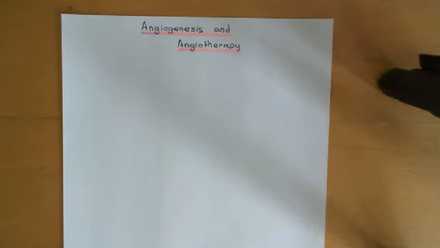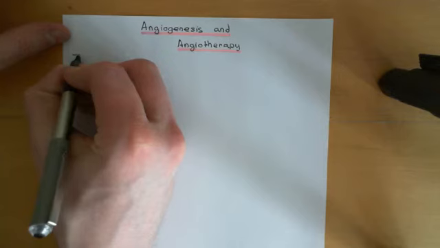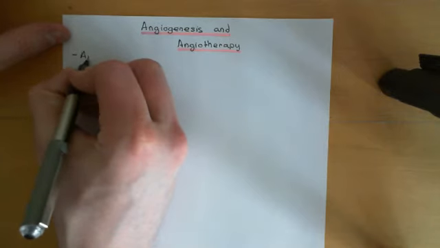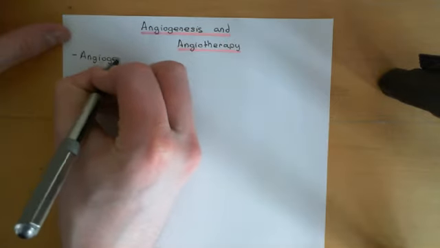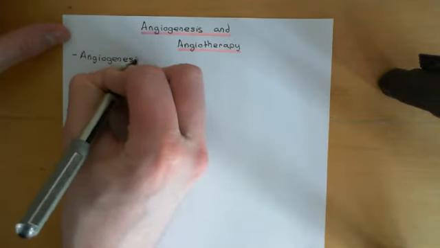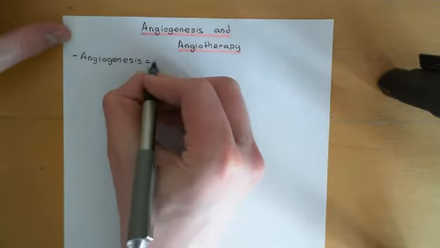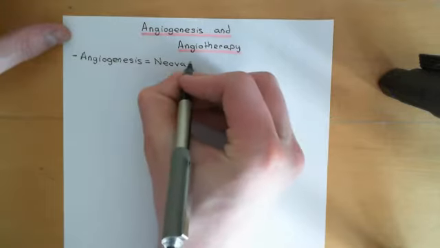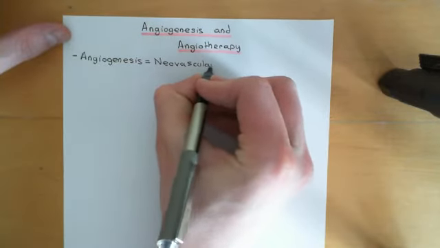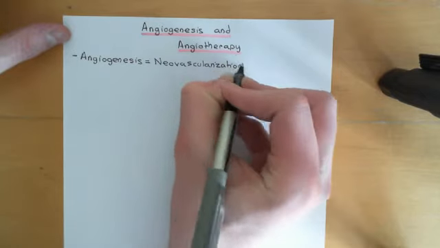Okay, so let's start off with a few definitions. Angiogenesis is the creation of new blood vessels in the adult human, so the growth of new blood vessels in an adult human. There is another word that means the exact same thing, which you'll occasionally hear people using, which is neovascularization. Neovascularization again just means the production of new blood vessels in the adult human.